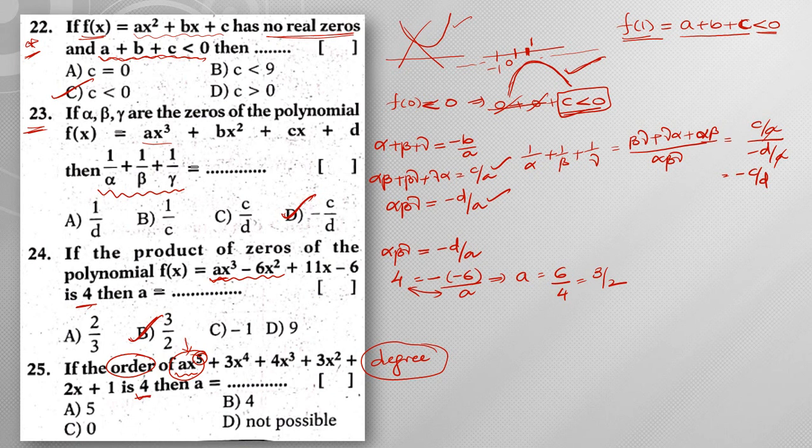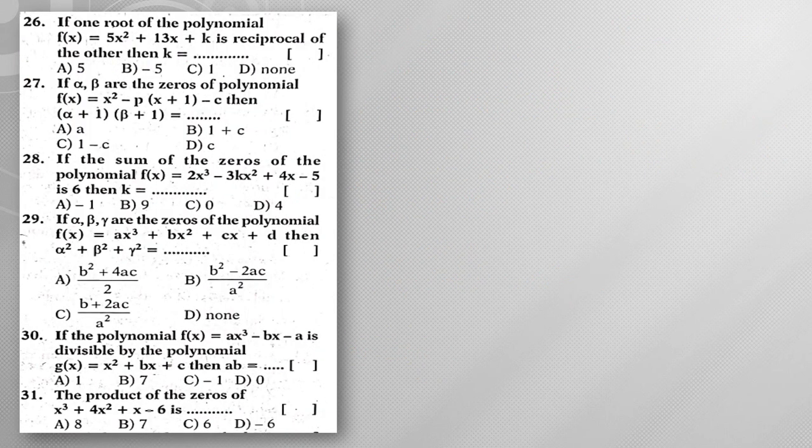But what has he given? The degree should be 4. So if you want to make the degree 4, we need to make this particular term a into x power 5 vanish. We cannot make x equal to 0. So the only possibility is we can make the coefficient of x power 5, that is nothing but a, equal to 0. Hence the option is C. That means a should be equal to 0. Understood. Next, moving on to question number 26.